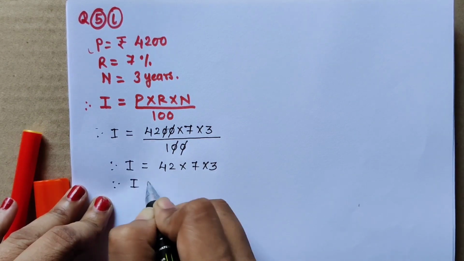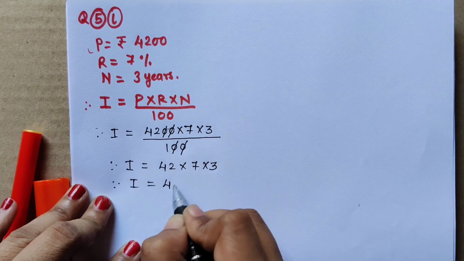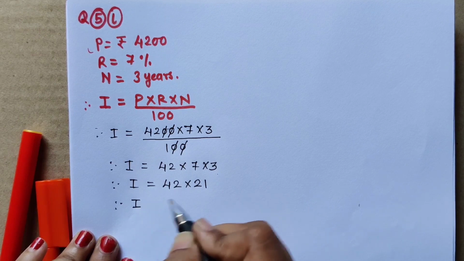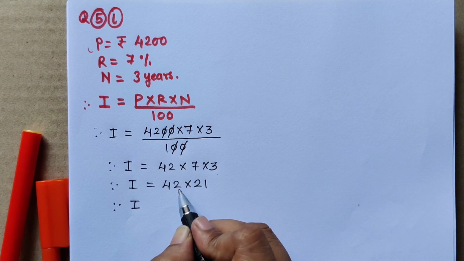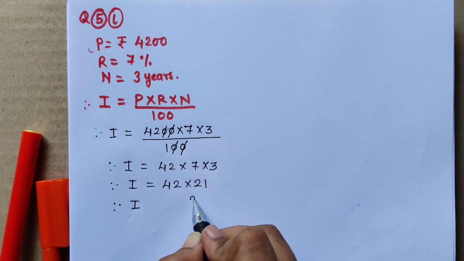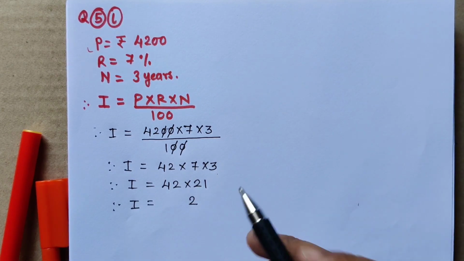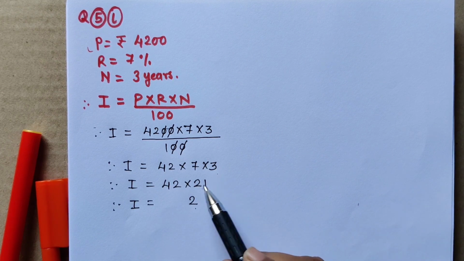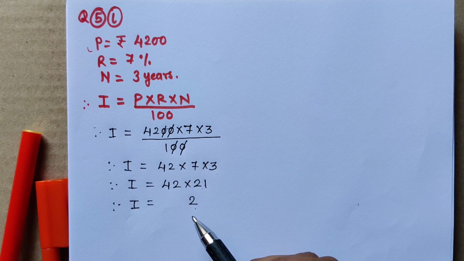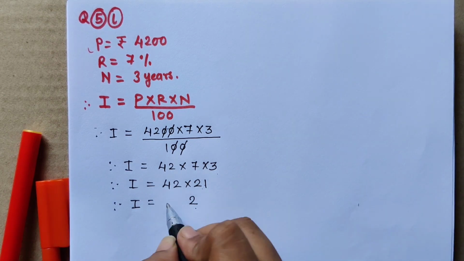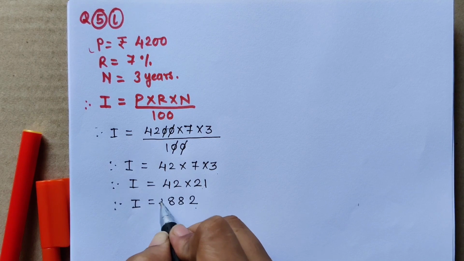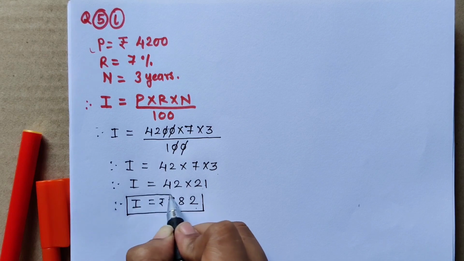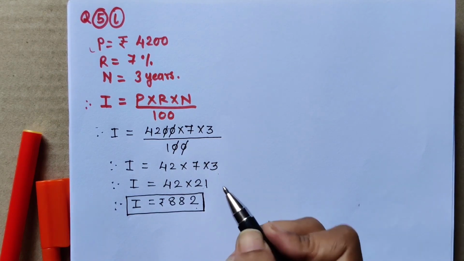So what I do, I will first multiply 7 3s are 21. So now do the multiplication. 21 2s are 42. So 2 written and 4 carrying. 21 4s are 84. 84 plus 4, 88. Okay. So interest we have got rupees 882. This interest we will fill in the blank afterwards.